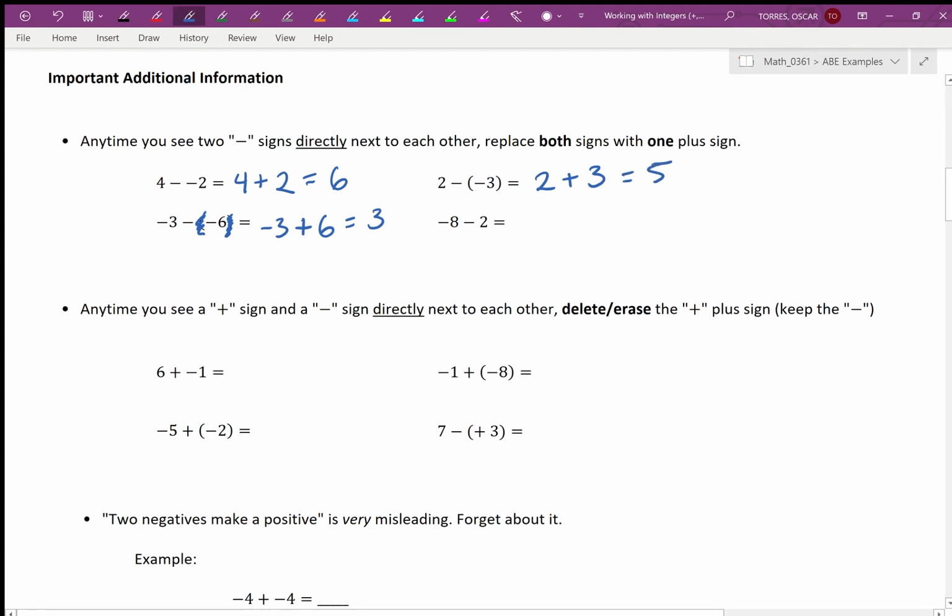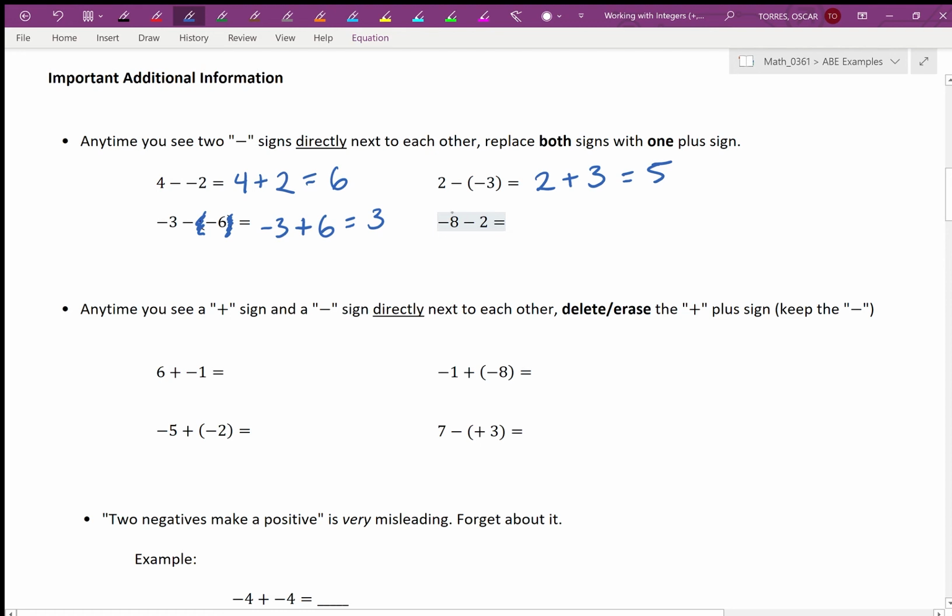For this last example, we have negative 8 minus 2. Now, if we look at the two minus or negative signs, they are not directly next to each other. So we're not going to turn these into plus signs because there's no two negative or minus signs right next to each other. They're separated by a number. So this is kind of a trick example.